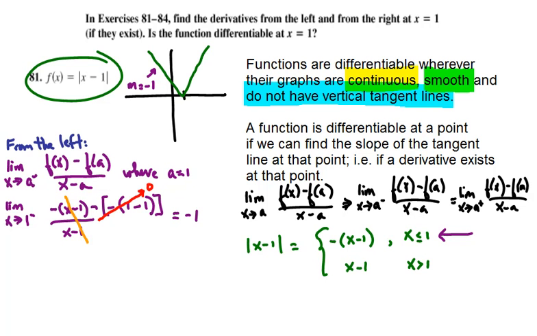Now from the right, we have the limit as x approaches a from the right. Well, for space's sake, I'm going to change that to x approaches 1 from the right. And you can see back over here at the piecewise function then that when we are approaching 1 from the right, all of our x values are greater than 1. And so we'll be using the second branch of that piecewise definition. So f of x in this case will just be x minus 1.